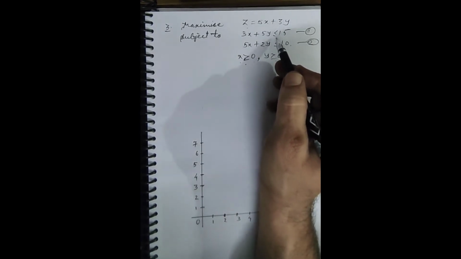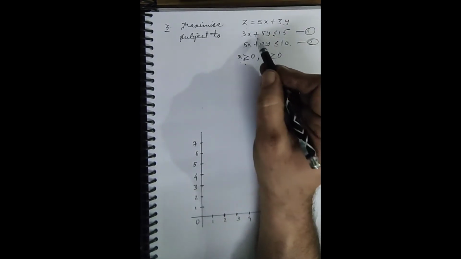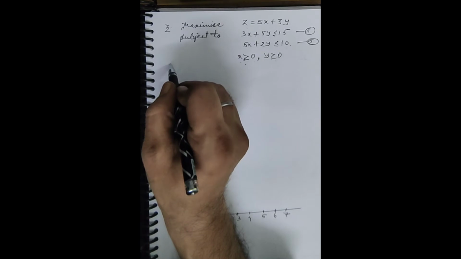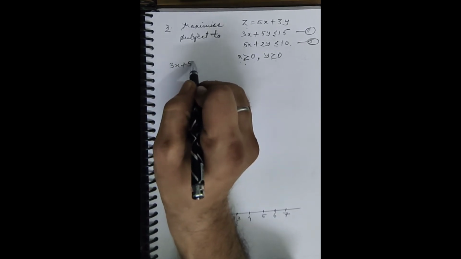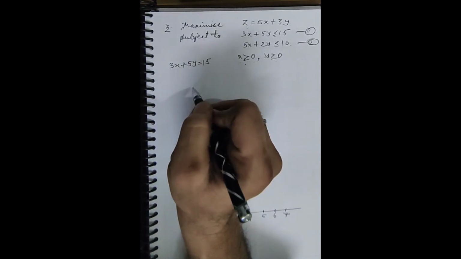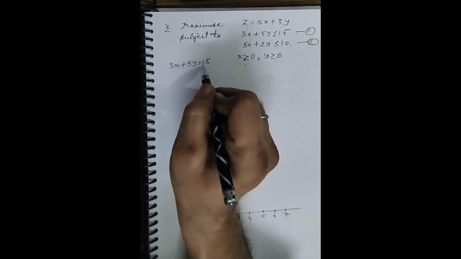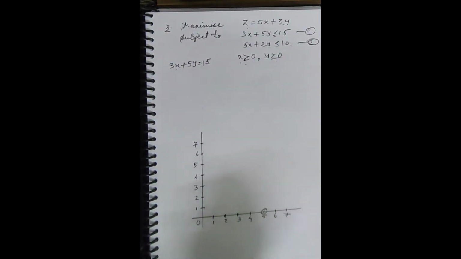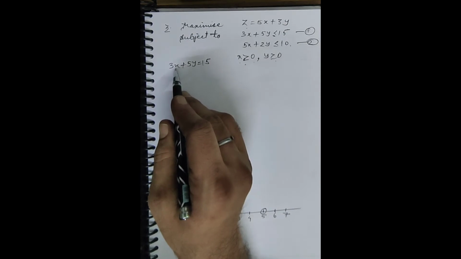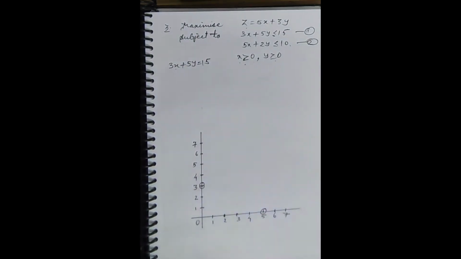First inequation, if I want to plot, I need a straight line. The associated straight line is 3x plus 5y equal to 15. So making y 0, I get x equal to 5. And if I make x 0, y equal to 3. So let's draw this.